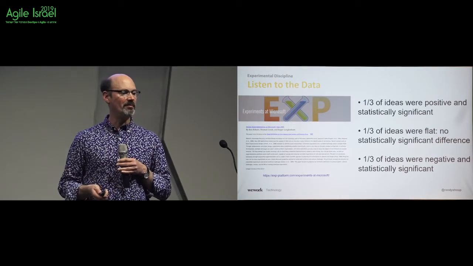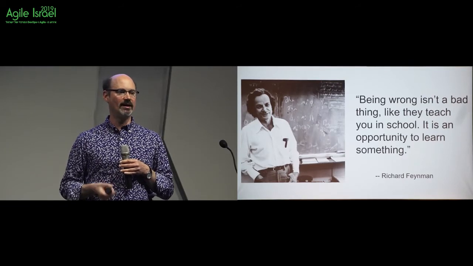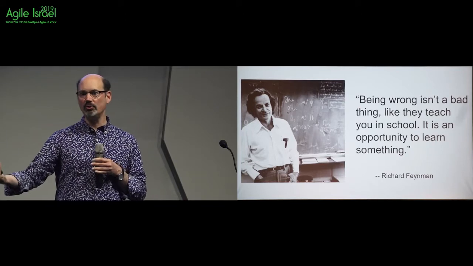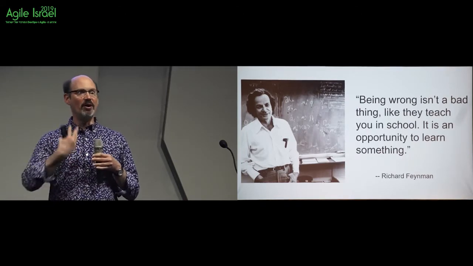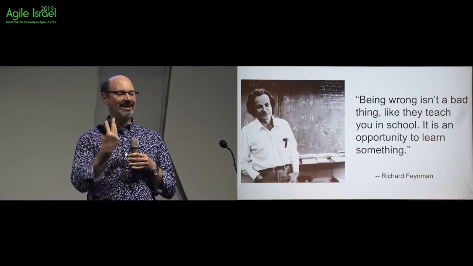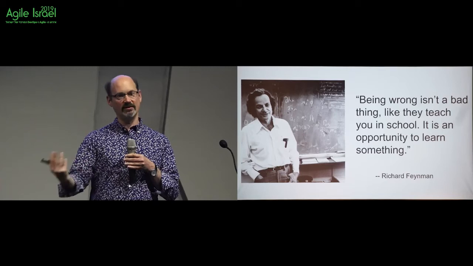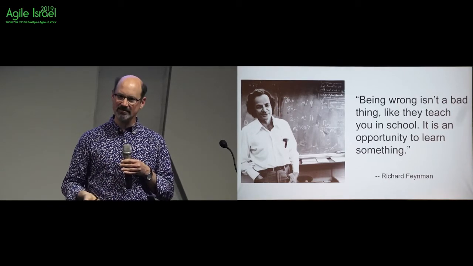Cool. The other thing, of course, about learning is, again, a wonderful quote from Feynman. Being wrong is not a bad thing. In other words, I thought that the blue background was going to make things better, and it turns out it actually made it worse. But being wrong isn't bad. It's an opportunity for us to learn. And if we can understand why the blue made the difference in the negative direction, maybe we can design a better experiment going forward. Does it make sense?